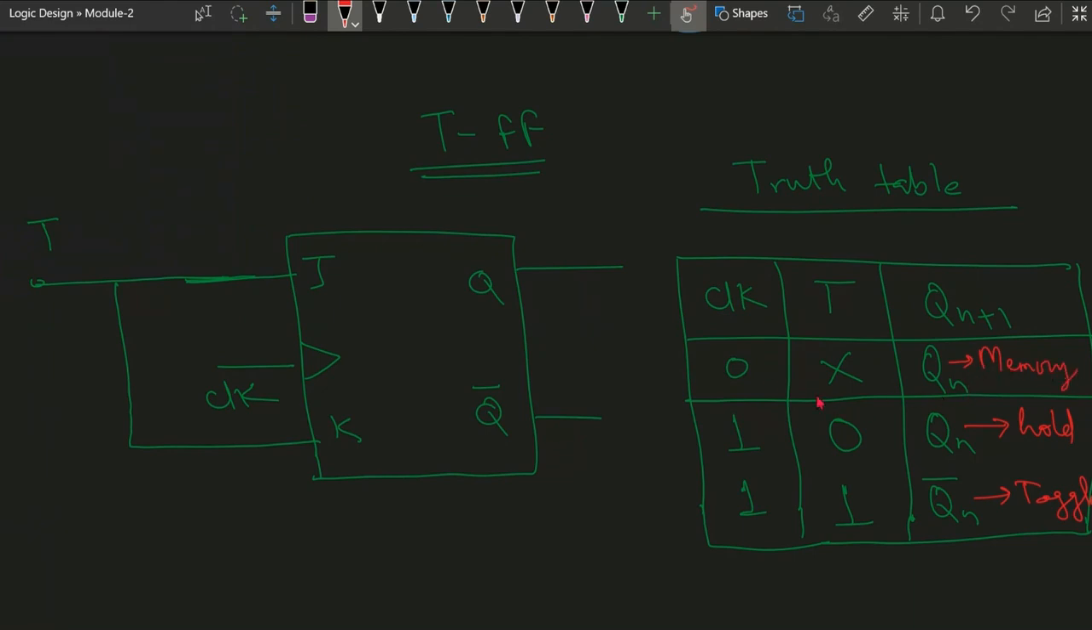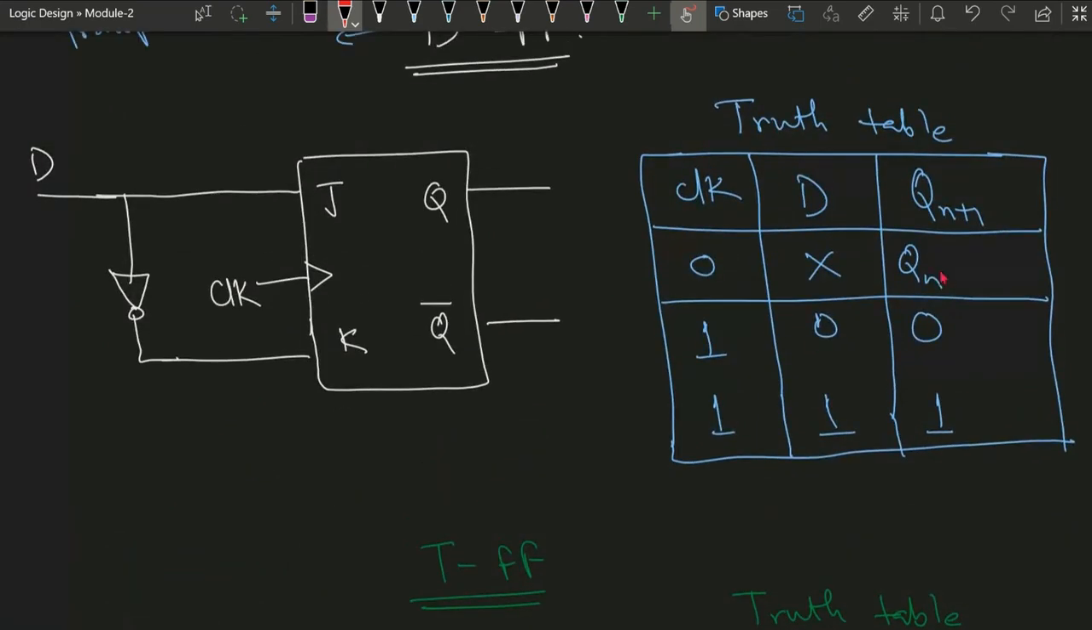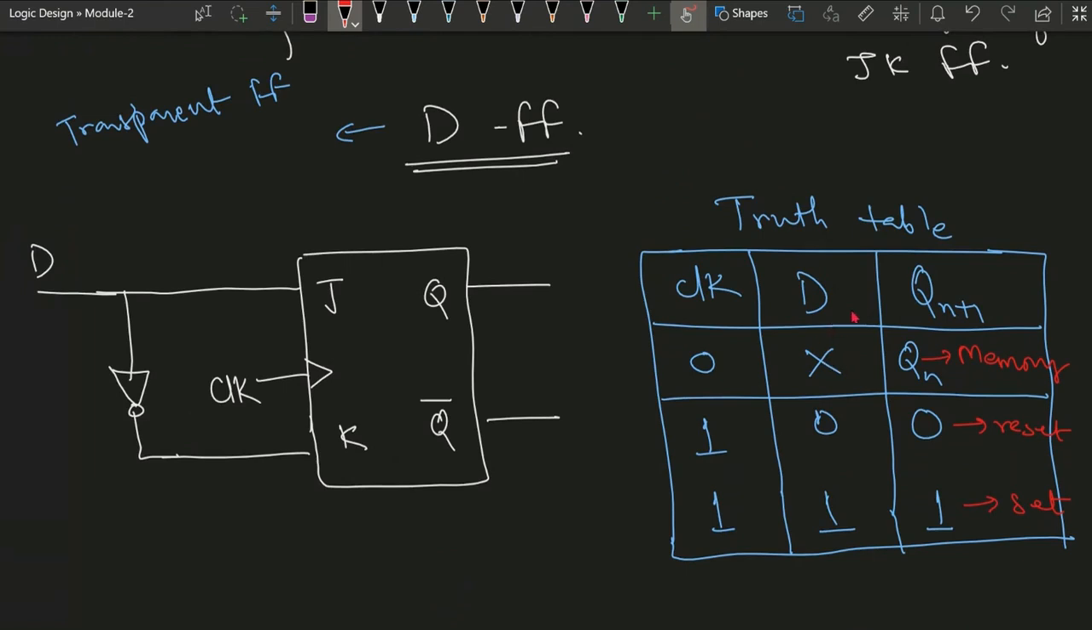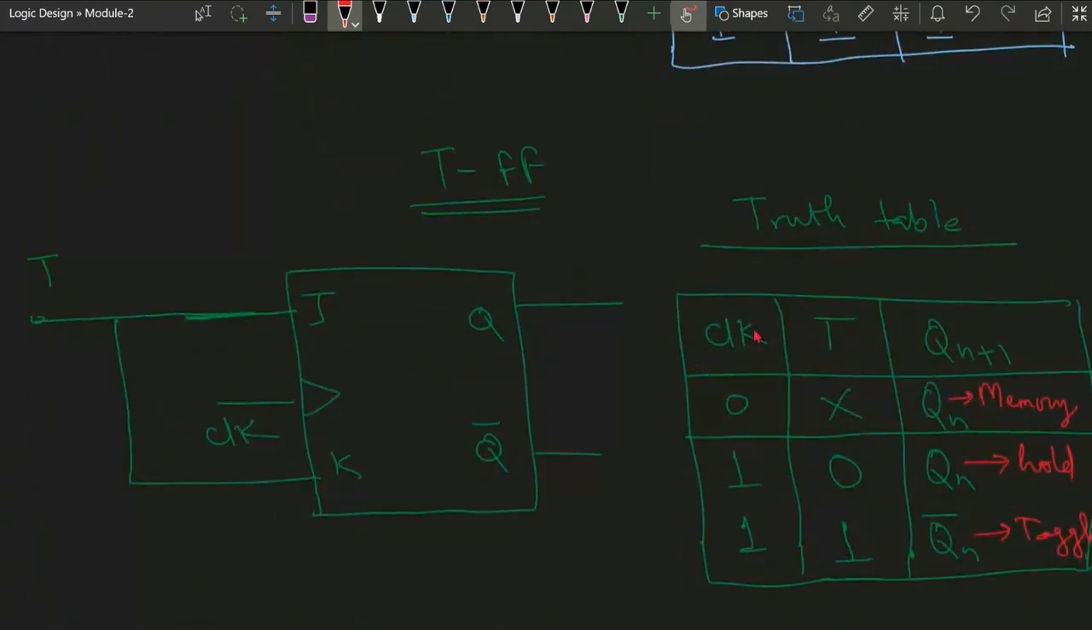That means when clock is not activated, then all the flip flops will be working in memory mode. So this is called reset mode, and this is called set mode. So sometimes it is asked which flip flop is considered to be set and reset mode flip flop. So D flip flop is also called as set and reset mode flip flop. That is the D flip flop. Okay. So T flip flop is having hold and toggle mode.